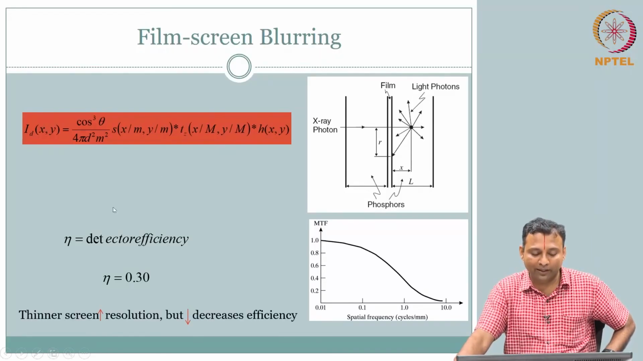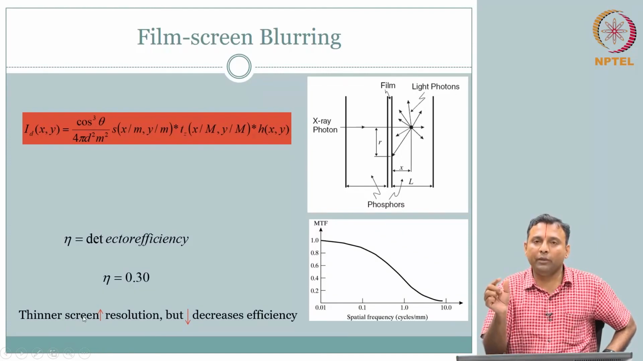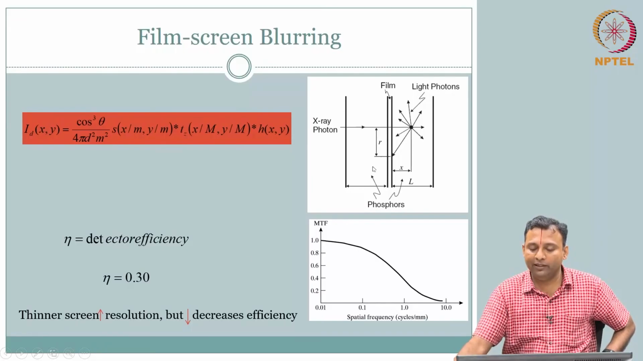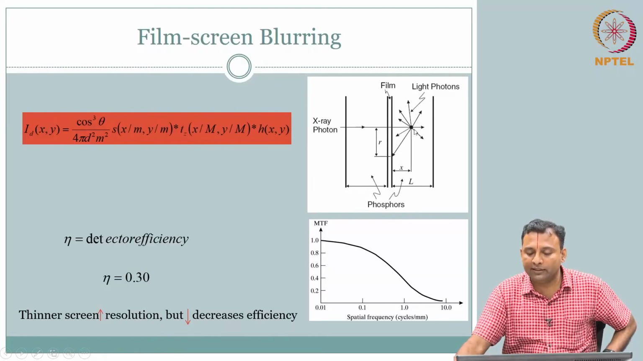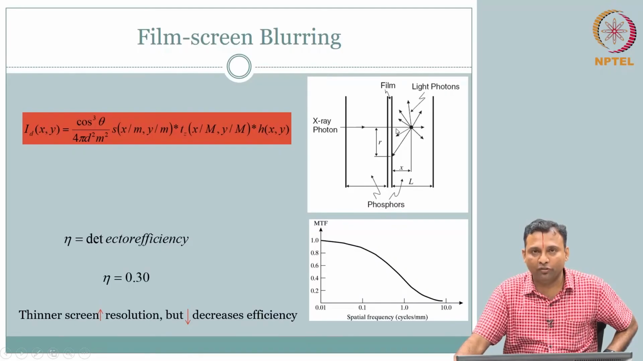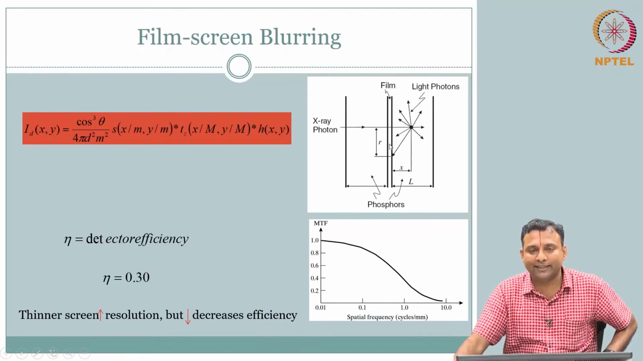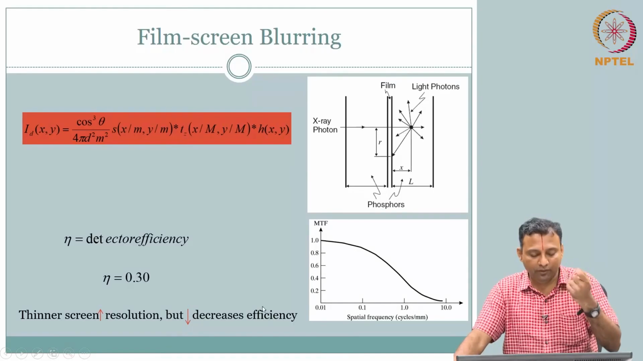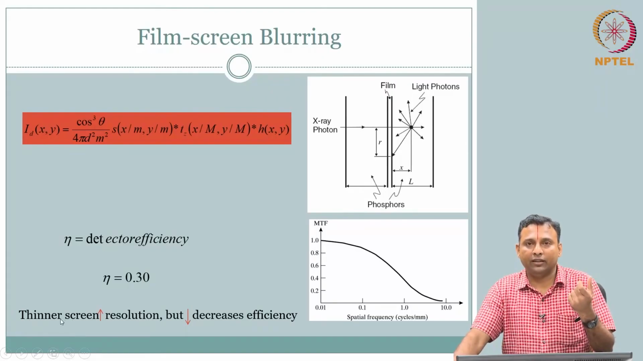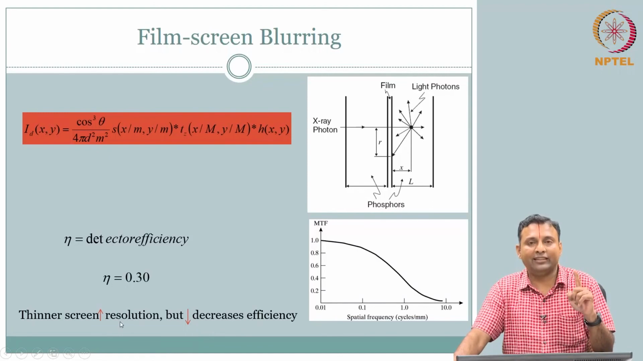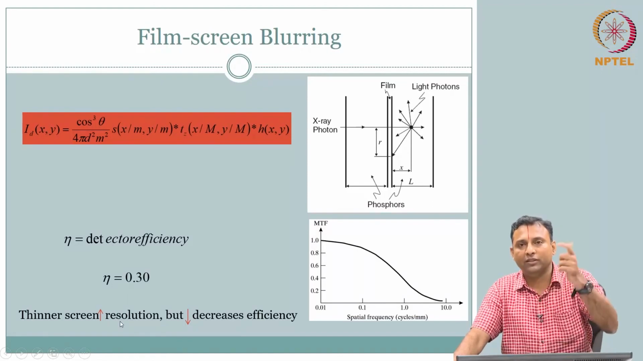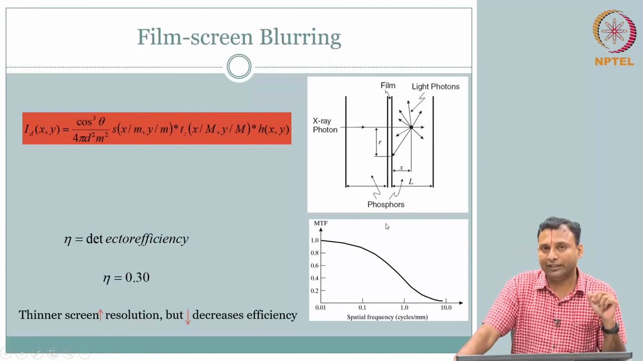So what is my trade-off? If I have a thin screen, what is going to be good? If the screen is thin, vividly you can see this point will become closer to the film. That means it can spread less. So my point spread function will reduce if this comes closer. If I reduce the thickness, thinner the screen, I will increase my resolution, because the point spread function is a measure of your resolution.